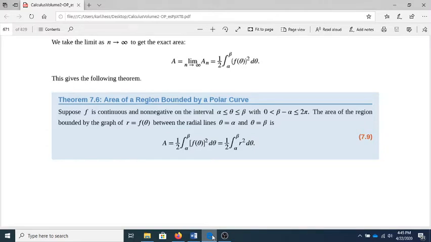Theorem 7.6. Now this is on page 663 of the book. It says area of a region bounded by a curve. Suppose f is continuous and, this is big right here, non-negative. What that means is our r values never become negative. You remember how when r becomes negative, that causes you to hop straight through the origin and go to the opposite quadrant? That screws up integral area calculations.